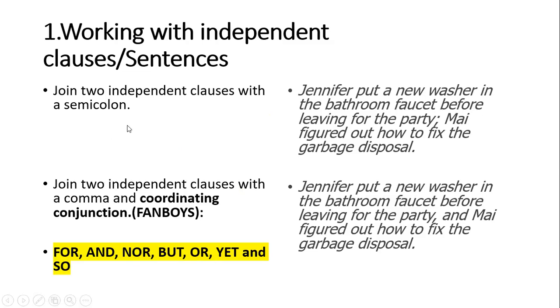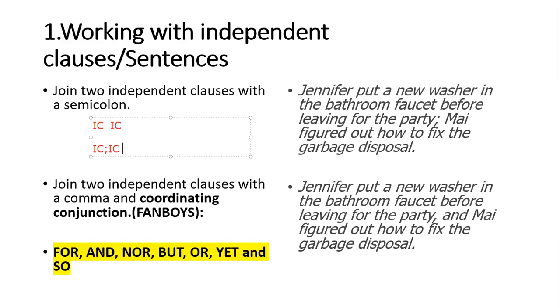You can join two independent clauses with a semicolon. For the sake of understanding, I will be calling it IC. IC means independent clause. Please keep this in mind. I keep repeating this. And DC means dependent clause. So we can join this IC and IC. How do we join it? By placing a semicolon. That's the use of semicolons.